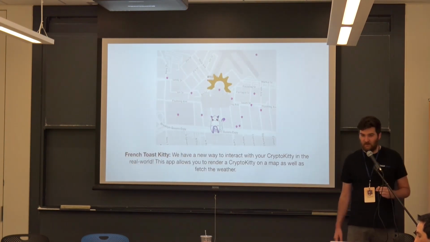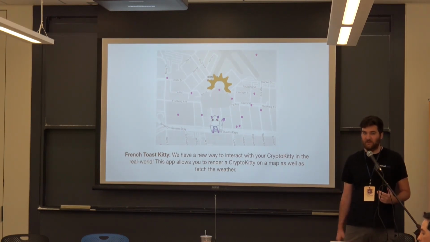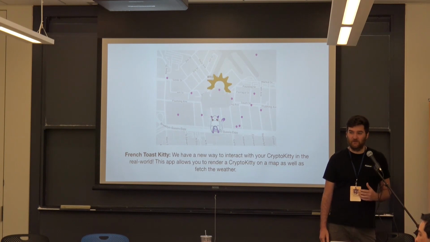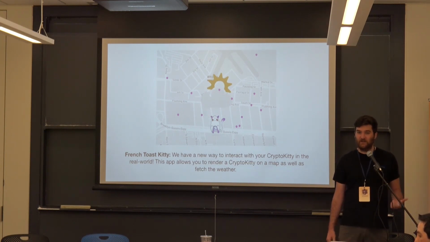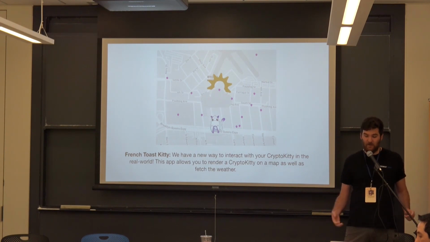This is a quick example of the Foam winner at the ETH New York hackathon. It was called French Toast Kitty. What they did was allow you to assign a CryptoKitty a crypto spatial coordinate, which is the Foam geo-encoding standard, and rendered it on their version of the Foam map. They used the Foam API to render all these points of interest.